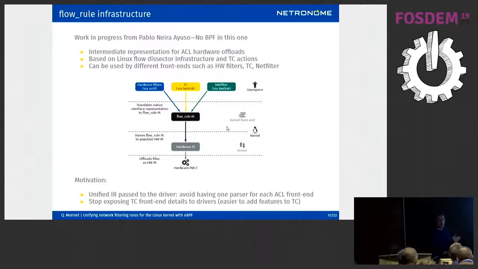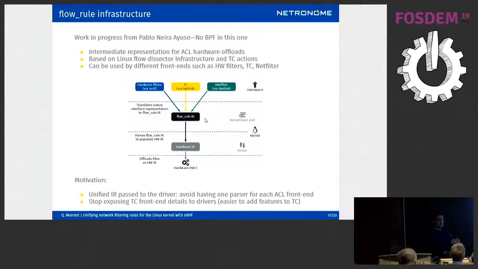That's from Pablo Neira Ayuso. This is an RFC on NetDev at the moment. It doesn't use BPF, this one. That's mostly about trying to make things converge, like TC rules in yellow here, Netfilter rules, hardware filter rules. The idea of the proposal is to turn all of these into an intermediate representation called flow rules. So that's not a language in particular, that's more a set of structures in C inside the kernel that could be used to represent filters in general.